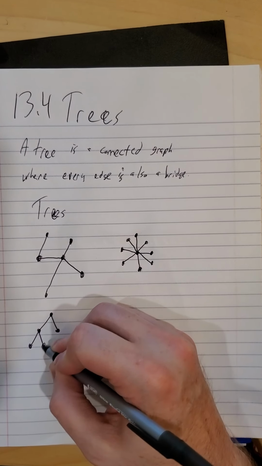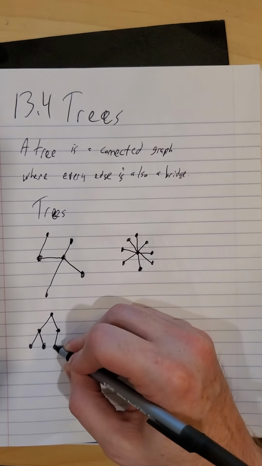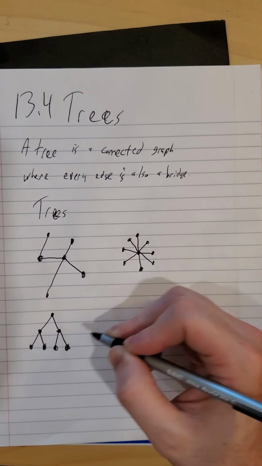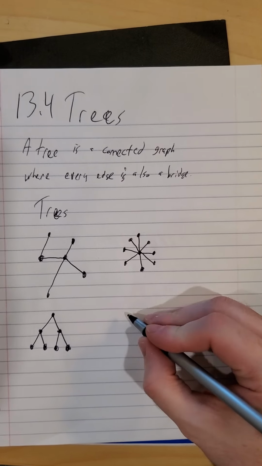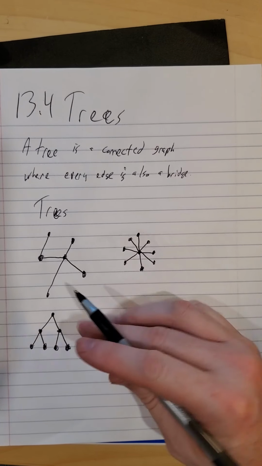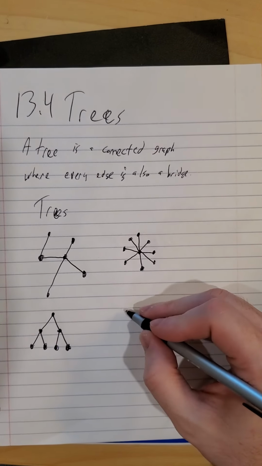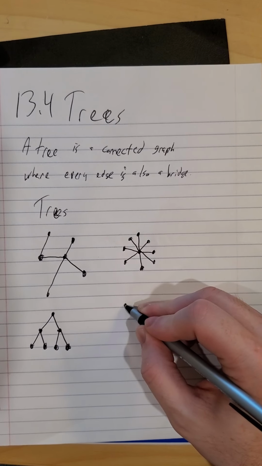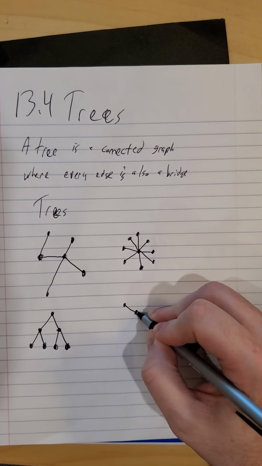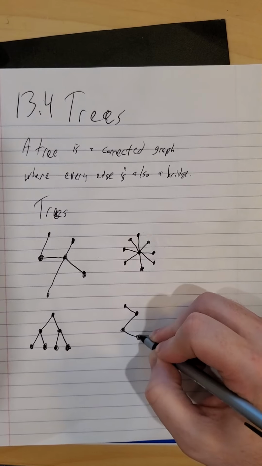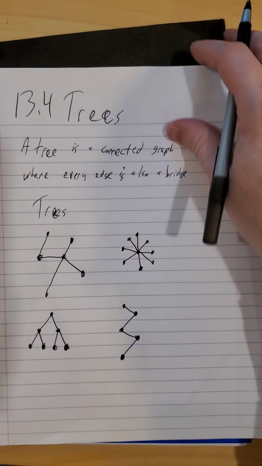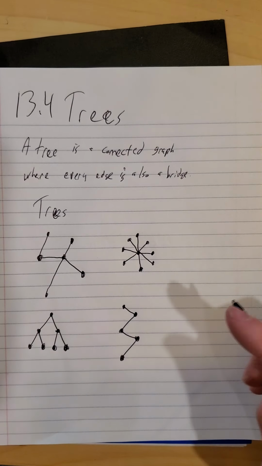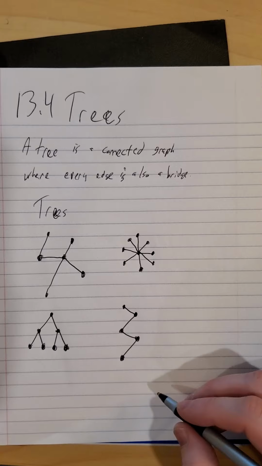Probability tree diagrams, another fun topic. Typically we draw those sideways, but that's the basic setup. So those are some examples of graphs that are trees.